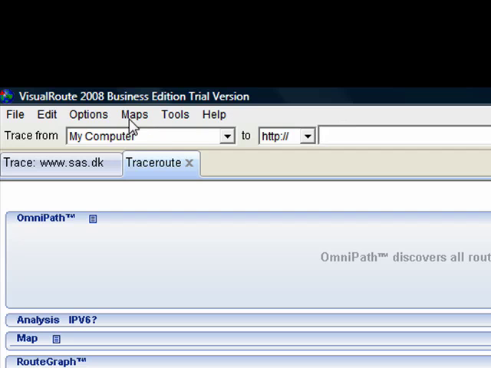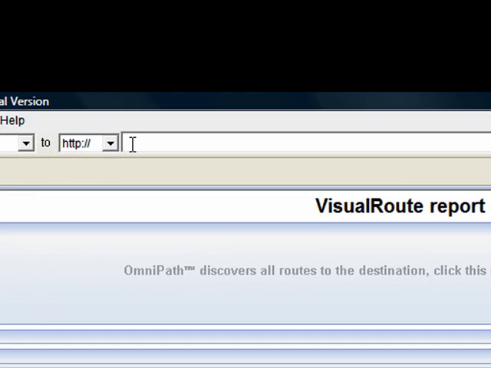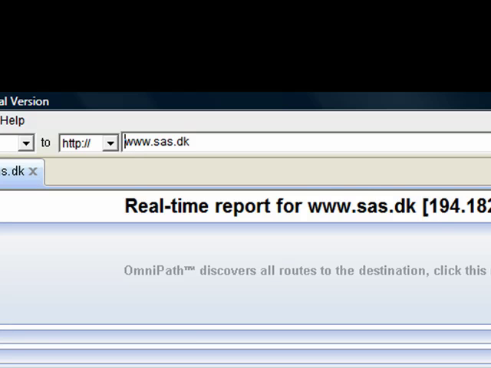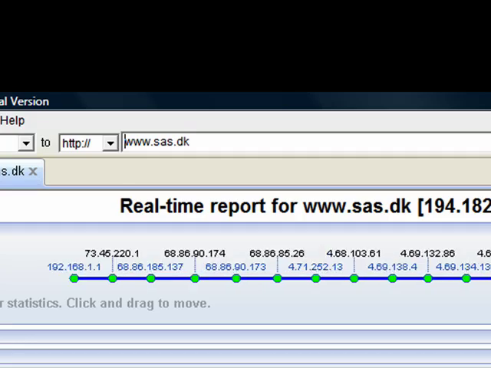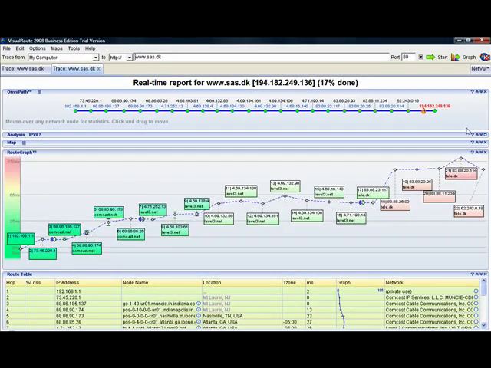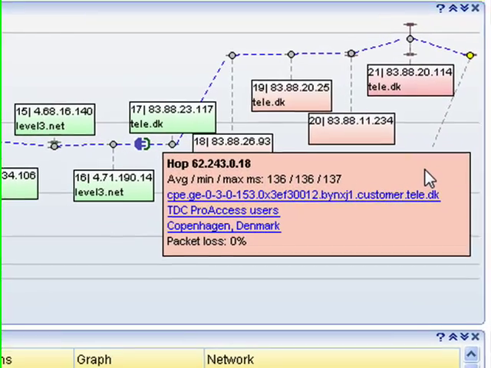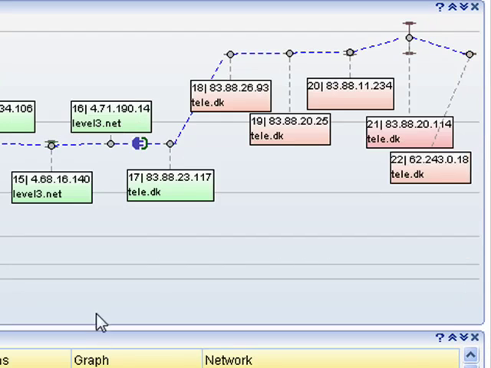So what I'm going to do is right here, we're tracing from my computer, and I happen to be in Indiana, which is in the middle of the United States. And I want to see what happens if I send a trace request to a company that I know is headquartered in Denmark, so I'm hoping their web server is actually there. And it looks like it actually is, because if you look down here, you'll see that we have ultimately hit something in Copenhagen, Denmark, so that's good.